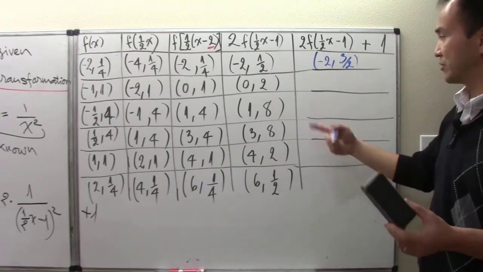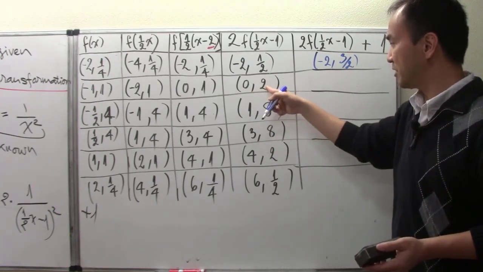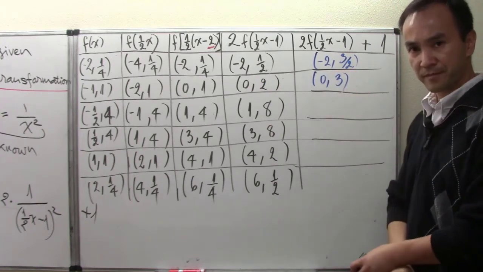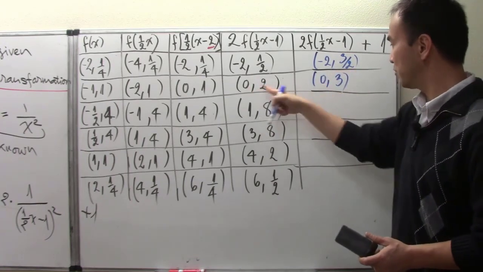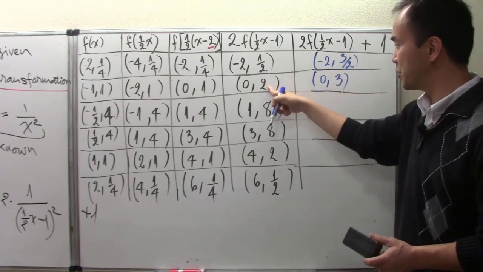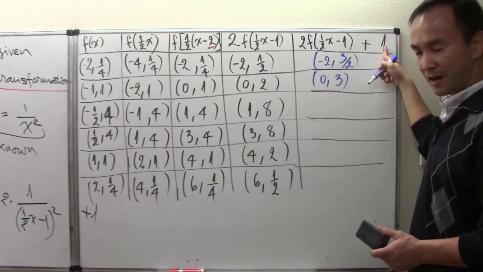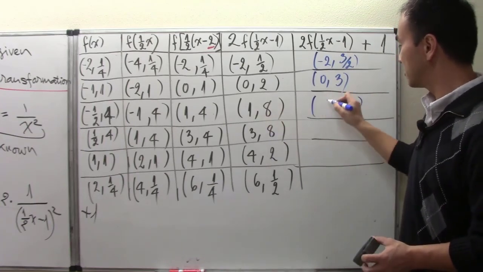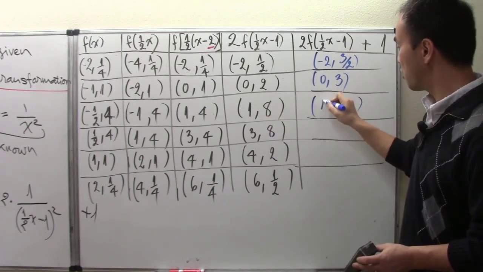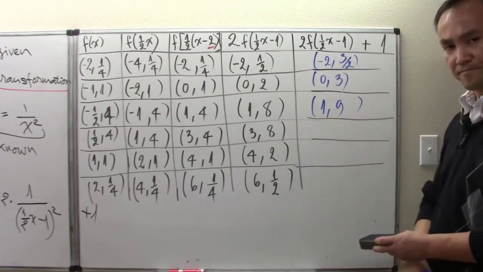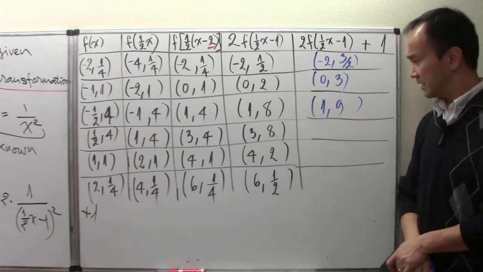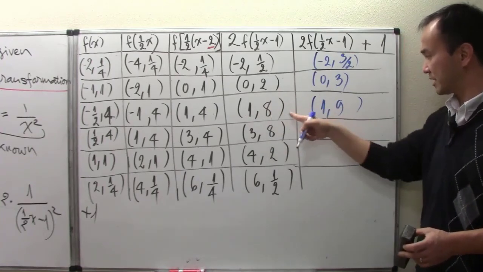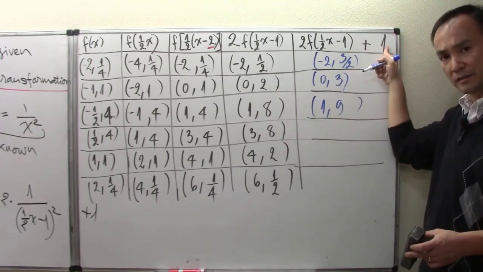Okay, and so now let's advance. 0 comma 2 is now transformed to 0 comma 3. Okay, x value stayed the same. Y value came out as 2 plus 1. All right, the next one here, 1 comma 8, is transformed into 1 comma 9. Okay, 1 comma 9. All right, x value stayed the same. Y value came out as 8 plus 1.